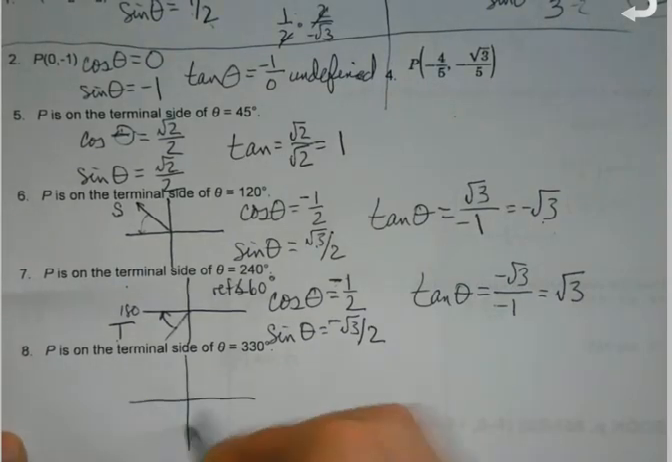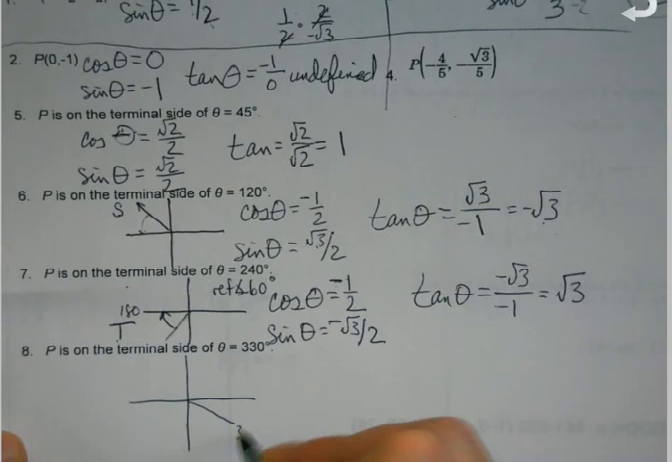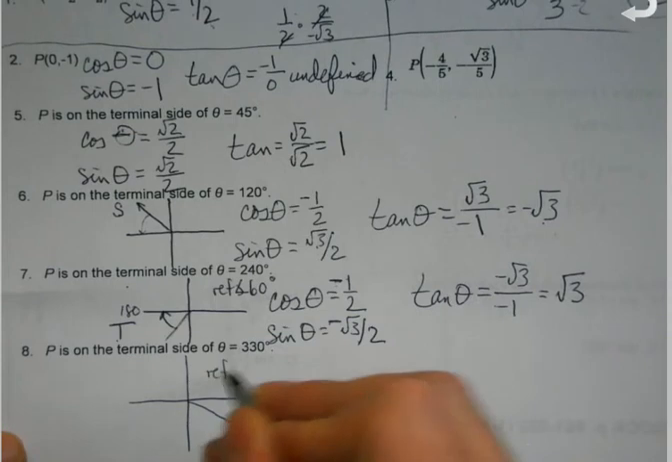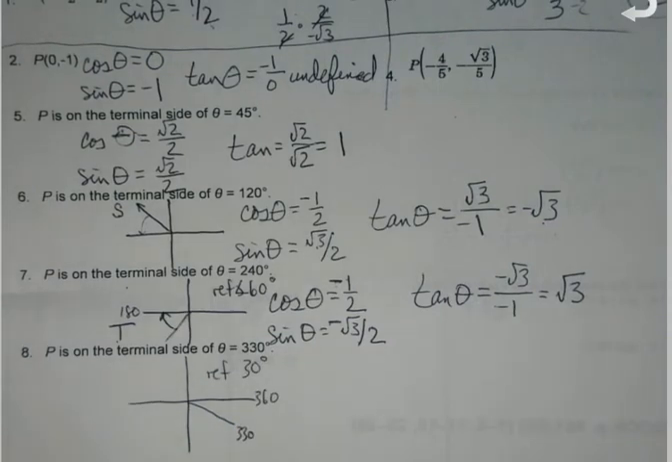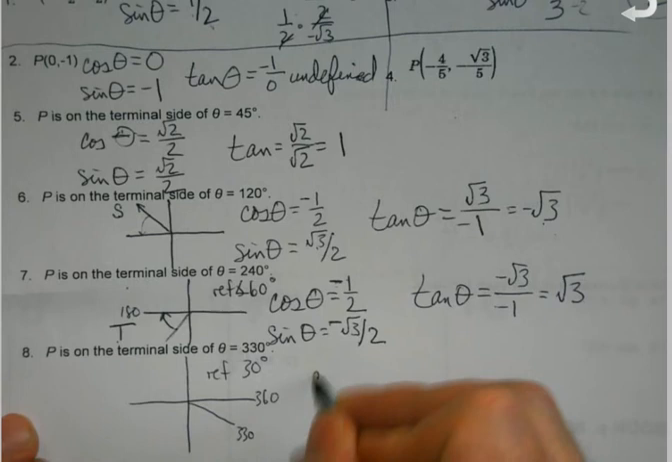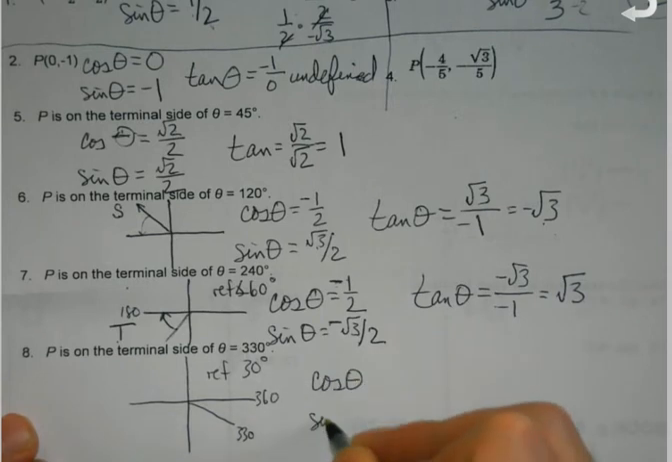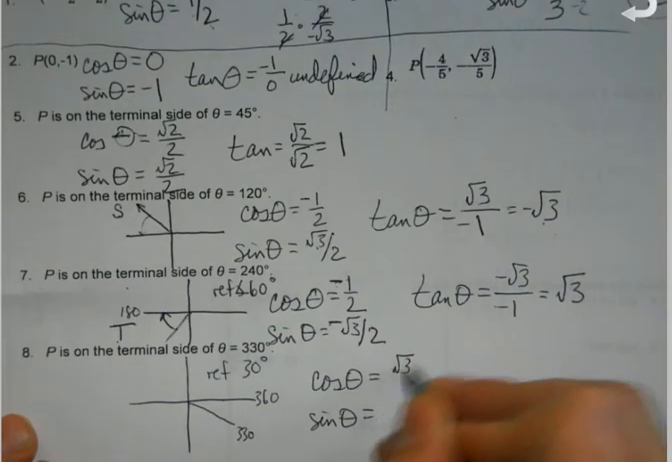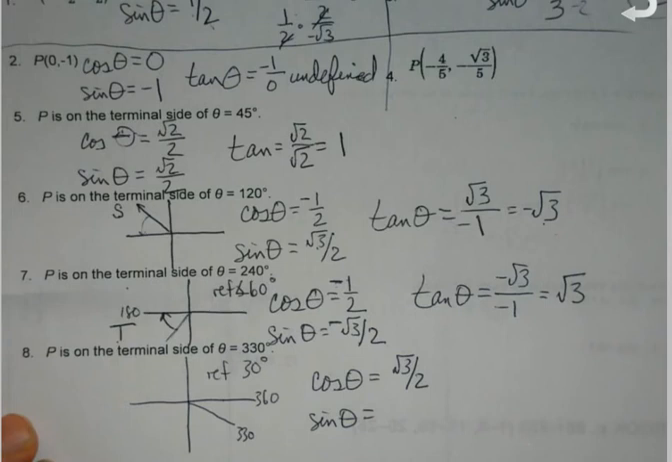90, 180, 270. Here's my 330. My reference angle gets me back to 360, which means my reference would be 30 degrees. So then I've just got to remember, when I have that 30 degree reference angle, that my cosine is square root of 3 over 2. Sine and cosine flip when we go from 30 to 60. They switch with each other, I should say. I don't want it to sound like they're reciprocals.